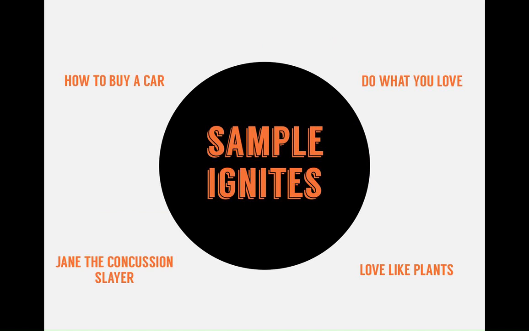How to Buy a Car and Jane the Concussion Slayer were delivered at actual Ignite events in Jane's and the gentleman who did How to Buy a Car in their respective towns. And then Do What You Love is a presentation that an online student, Jen Kovacs, created. And Love Like Plants is a presentation that a campus student named Chris Martigliano, who, I will not lie, is probably one of my top 10 favorite students of all time, along with Angela Lewis, whose outline you looked at in week 1, and tender little Dan Brown, whose video you watched when it came to studying delivery.